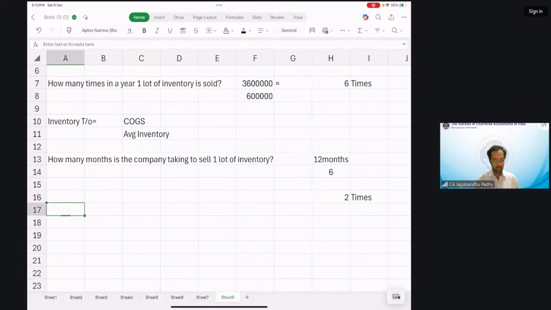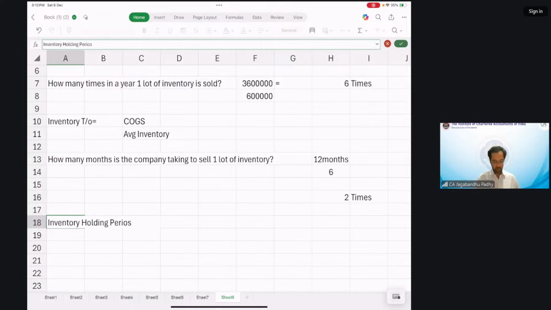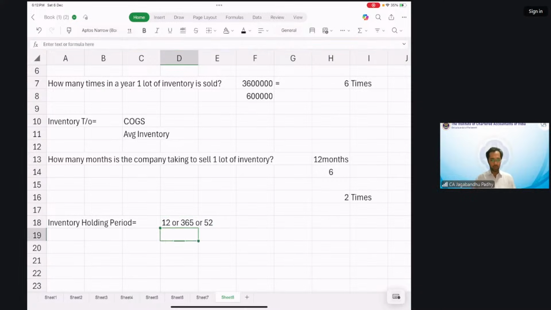So can we put this as a formula, the inventory holding period? Inventory holding period is, guys, 12, or if you want in days, it could be 365, or if you want in weeks, it could be 52, divided by the inventory turnover. Okay, I can rephrase this also, right? So it's 12 or 365 or 52 divided by the inventory turnover. So how do we go about calculating the inventory turnover, guys?